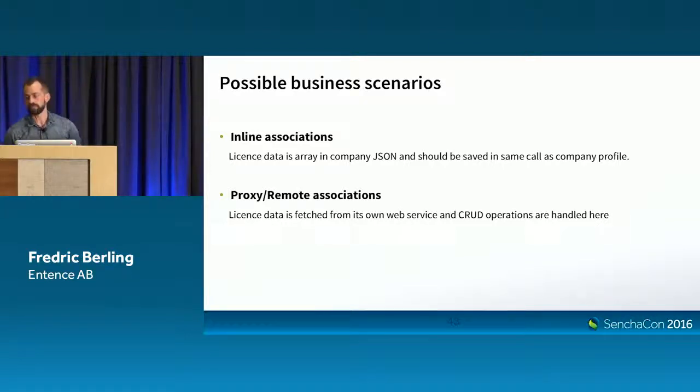So, what possible business scenarios can this be relevant in? I can see two types of associations that I've come across. Some want them to be inline, where you return all the array data, the associated data together in one big JSON structure. That's usually when you have a NoSQL database or something like that. Or you want the company profile to be read from one endpoint and the associated data from another endpoint. Or any combination between them. You're reading inline and you're writing to separate proxies. Everything can be configured in the data layer.